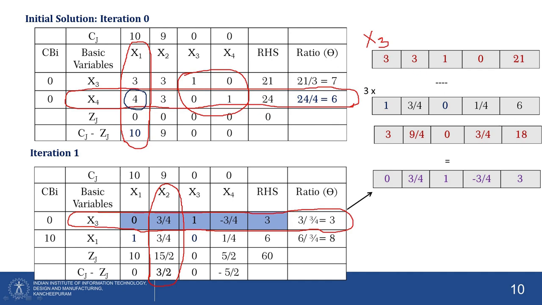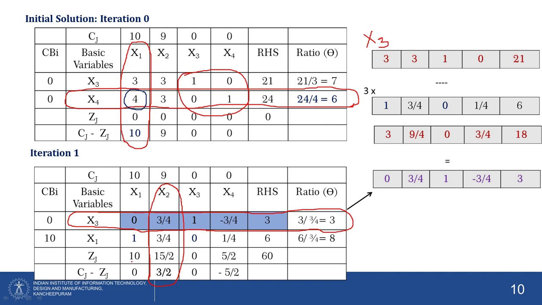So take the first one minus this one. So it's the color in brown, right? First box minus second box, so third box, right? So 3 minus 3 is 0, 3 minus 9 by 4 is 3 by 4, 1 minus 0 is 1, 0 minus 3 by 4 is minus 3 by 4, 21 minus 18 is 3. So write it here: 0, 3 by 4, 1, minus 3 by 4, 3.